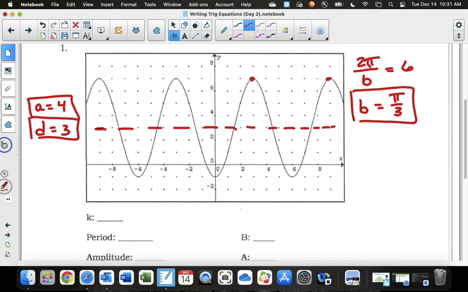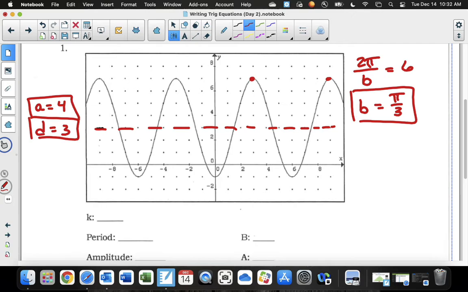I say there's multiple answers because I don't have to use that maximum. I could use this one if I want, and then my phase shift would be 9. I could use this one in the negative direction, and then my phase shift would be negative 3. Okay? So there's a lot of different equations you could come up with. It completely depends on which point you use. And I'll come back to another one at the end here in a second. So in this case, I told you I'm going to use 3. I'm going to use that first maximum.